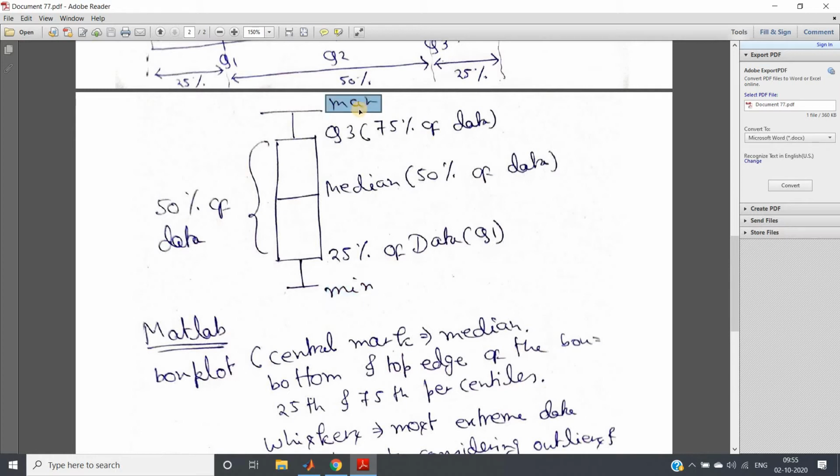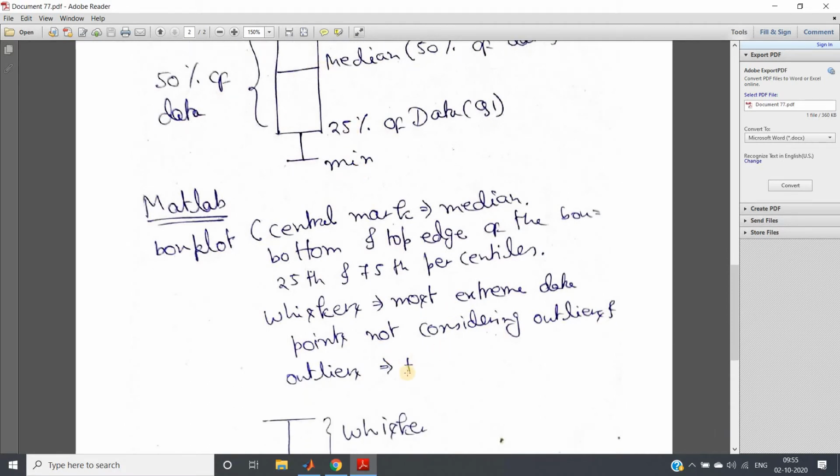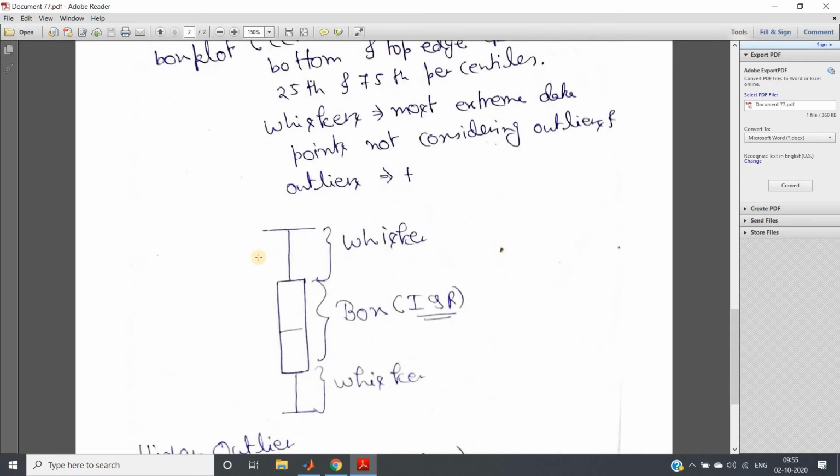our whole data set. This is ignoring outliers. Suppose an outlier is present in the positive direction, so that should be the max, right? Because an outlier is a very high value on the positive side, but we are not considering it while calculating this max for the box plot. So this is not the actual min or max of our data set. This is ignoring the outliers, and in the box plot itself we plot outliers using the plus symbol.